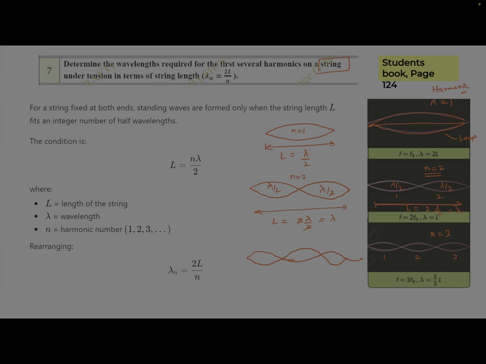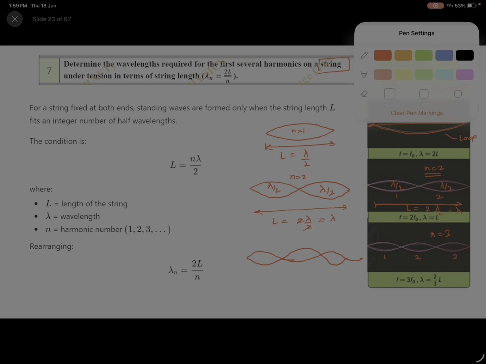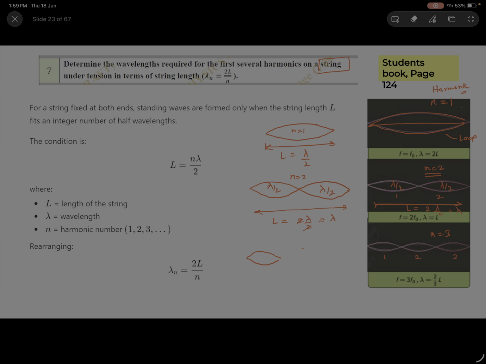Sorry, let me erase this one and make it a clearer picture. So when I'm talking about the 3 loops, this is lambda by 2, this is lambda by 2, this is lambda by 2. So the total length L is equal to lambda by 2 plus lambda by 2 plus lambda by 2, so we get 3 lambda by 2. So we can see that when n equals 3, it becomes 3 lambda by 2.